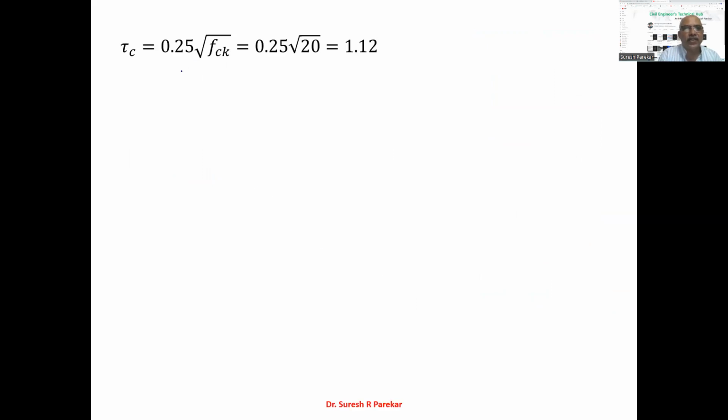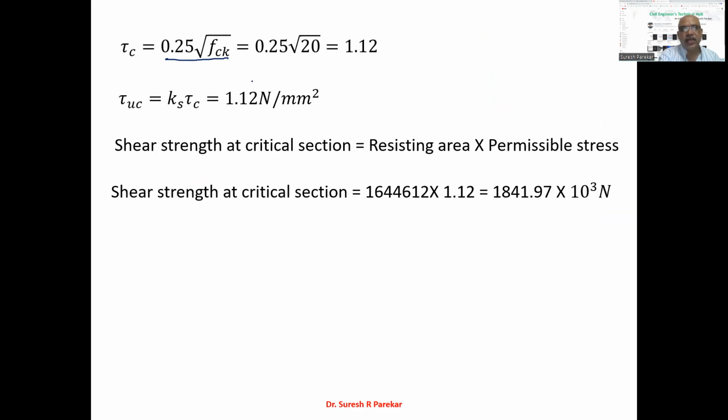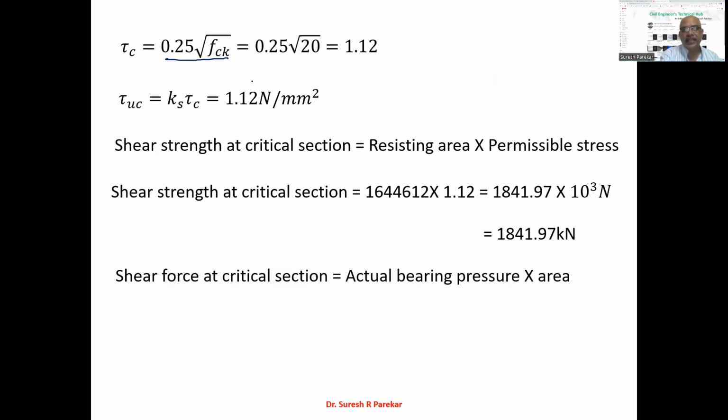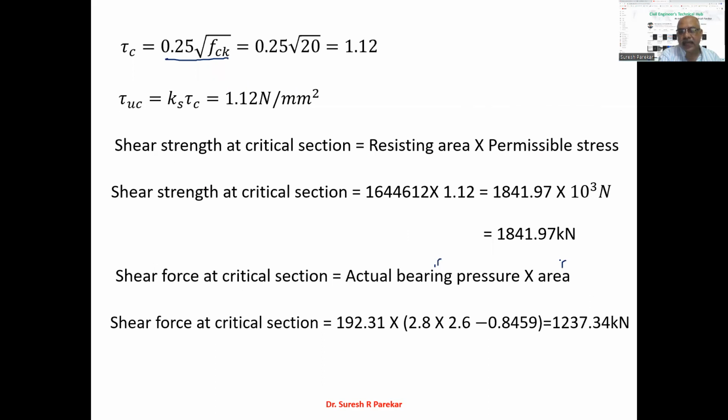This is for limit state, we have 0.25, and for working we have 0.16. Knowing this, we can calculate tau c times Ks, because we have that value greater than 1, d upon bs. So now shear strength, from this we will get 1841.97, and we have shear area at critical section. So now we have calculated actual bearing pressure, which is 192, and area at critical section also we have calculated, that is 0.8459. So 2.86 minus 2.6, we will get 1237.